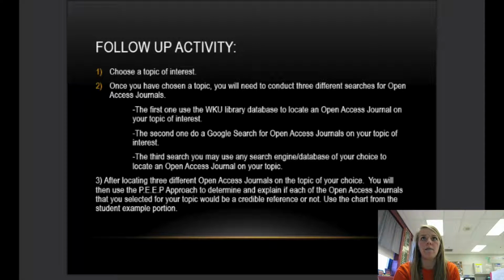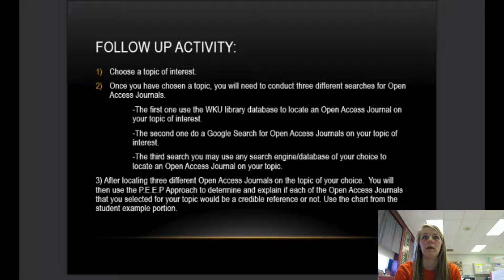Your second step, once you have chosen your topic, you will need to conduct 3 different searches for open access journals on this topic. The first one, I would like for you to use Western Kentucky University's library database to locate an open access journal on your topic of interest. The second search, just do a Google search for an open access journal on that same topic of interest. And the third search, you may use any search engine or database of your choice to locate an open access journal on your topic.